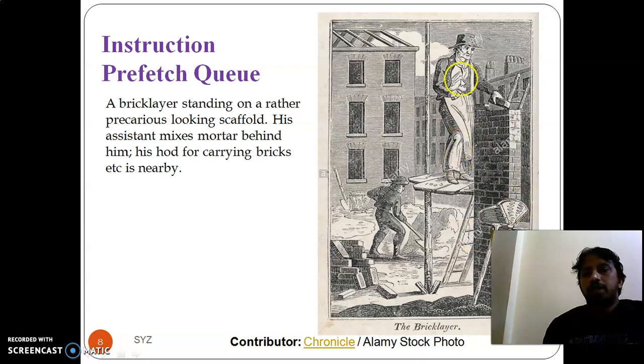When the bricklayer goes down to pick up the bricks and take the mortar, his time would be consumed. To avoid that, the assistant provides him the bricks and the mortar, so automatically he will be laying the bricks. At the time he is laying the bricks, the assistant is mixing the mortar. So parallelly the work is going on.